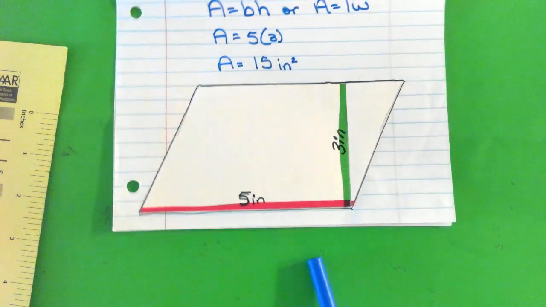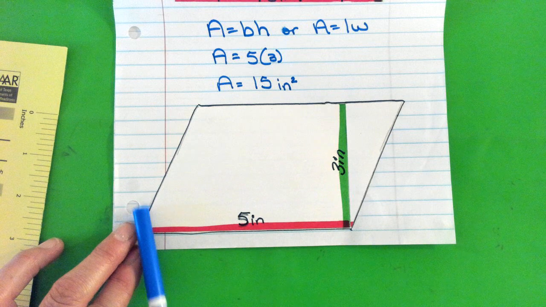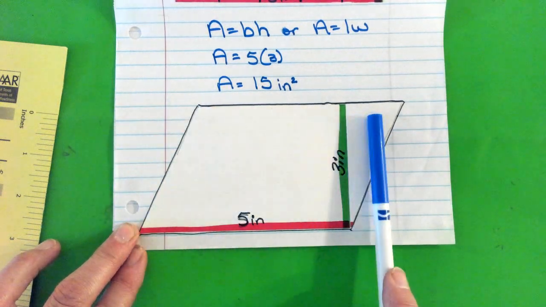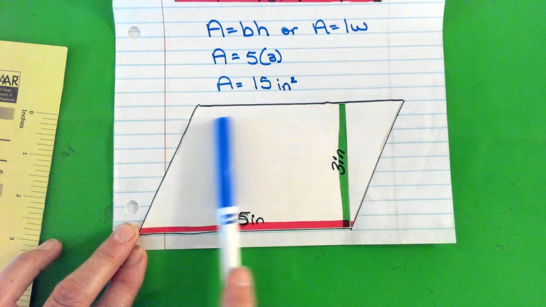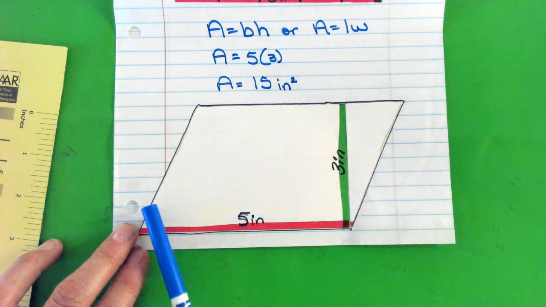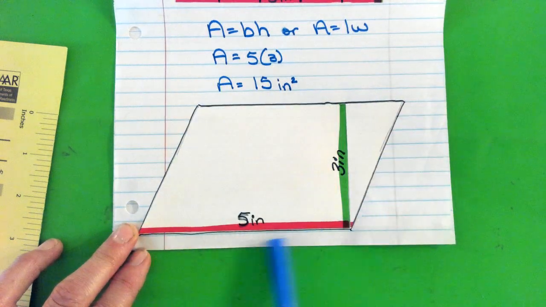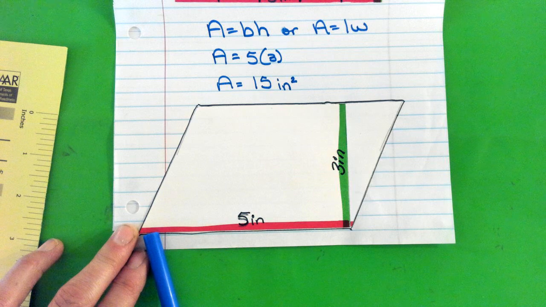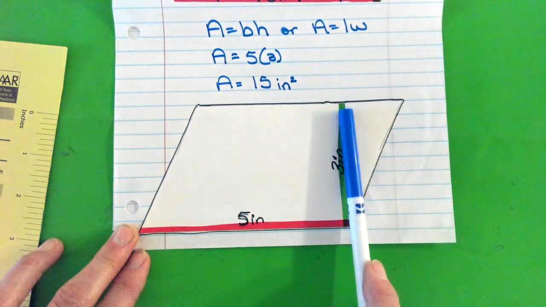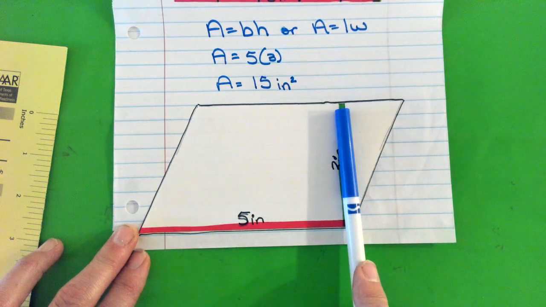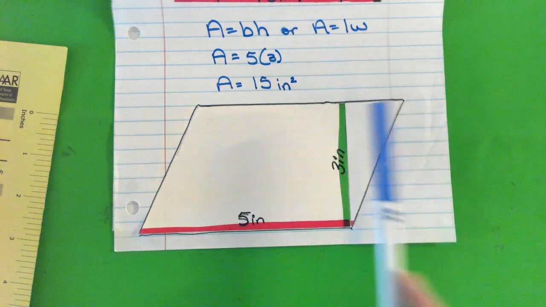And then we cut this piece off of the rectangle, slid it over to this side, still containing 15 square inches, but now the parallelogram is like a leaning rectangle. Still had a base of 5 and a height of 3. So any parallelogram, it's base times height.